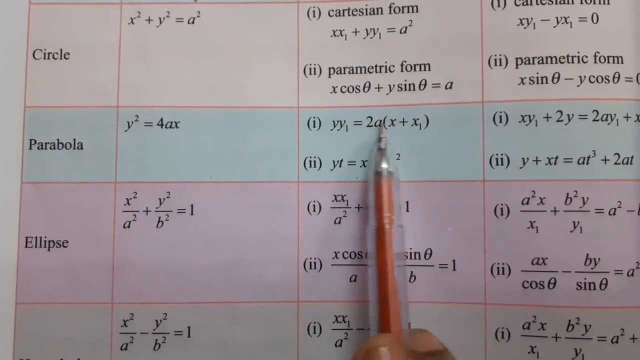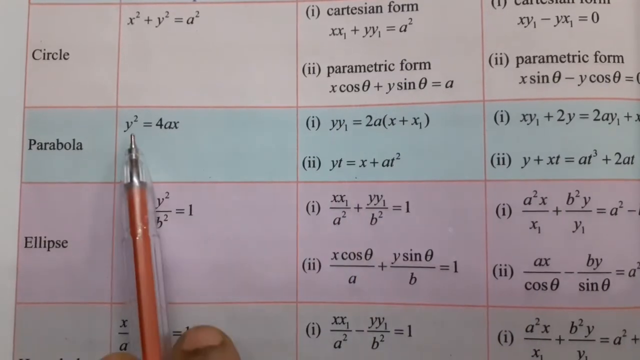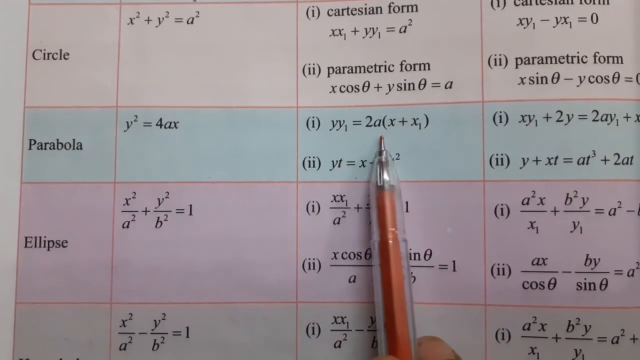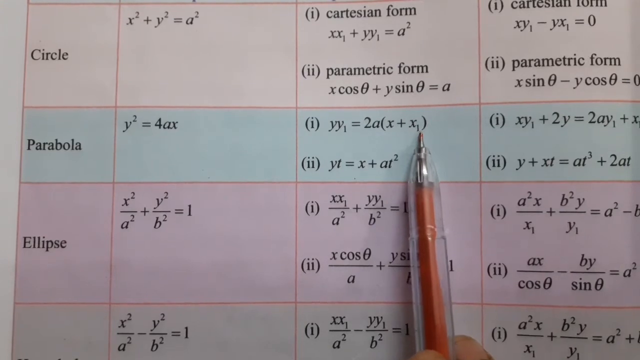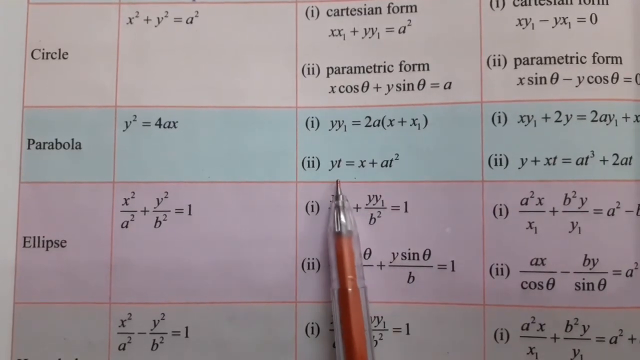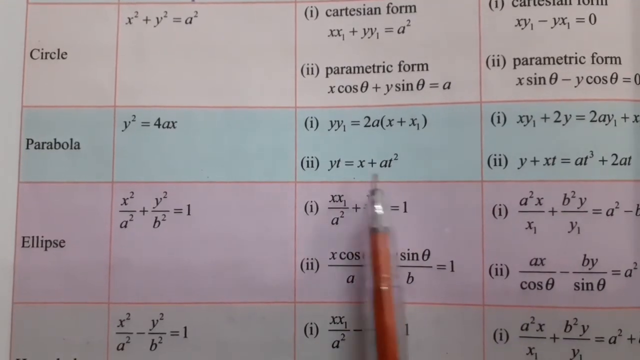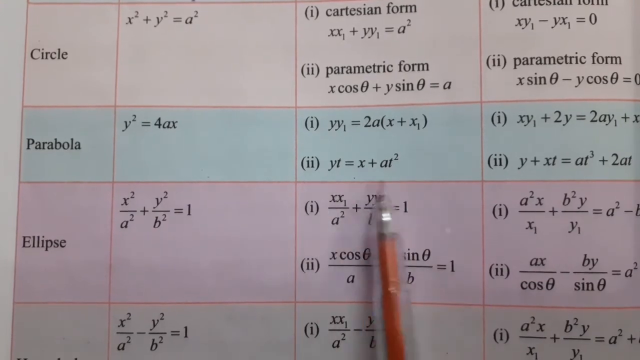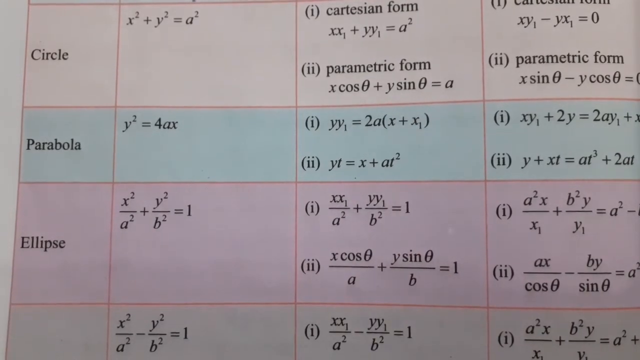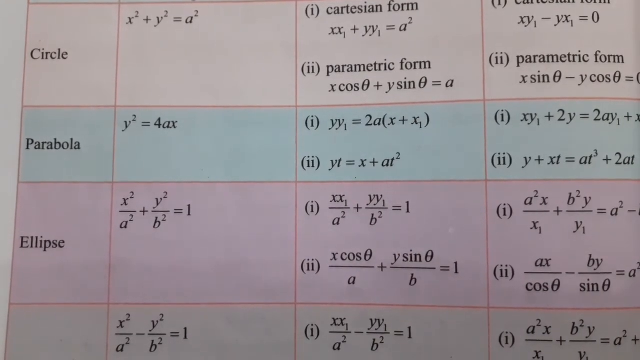What is the Cartesian form of the equation of the tangent? Instead of y square, write y1 into 2a into x plus x1. Next, what is the parametric form? yt equal to x plus at square. If you understand that one, it is very useful to do the sums.